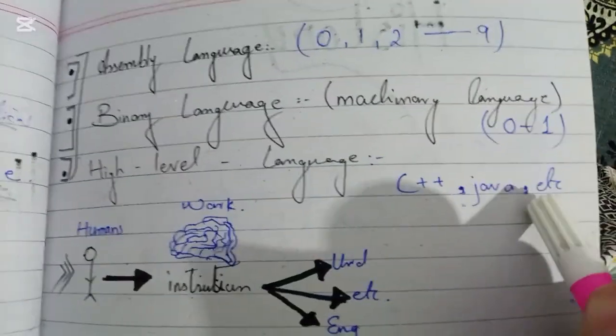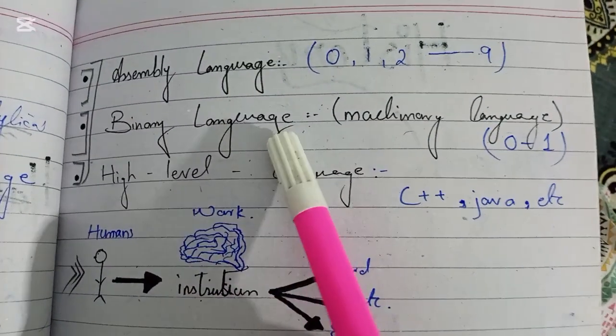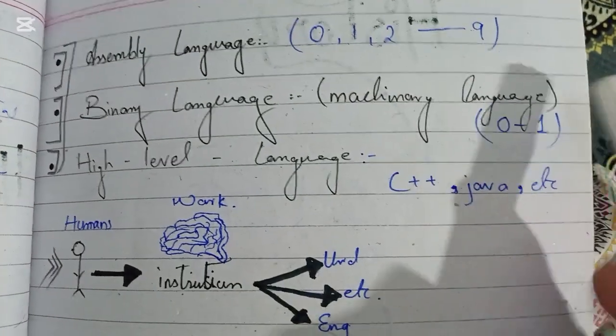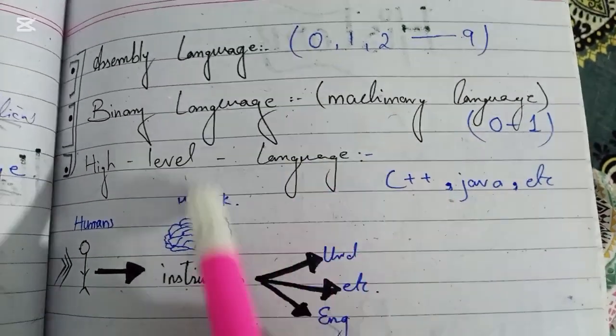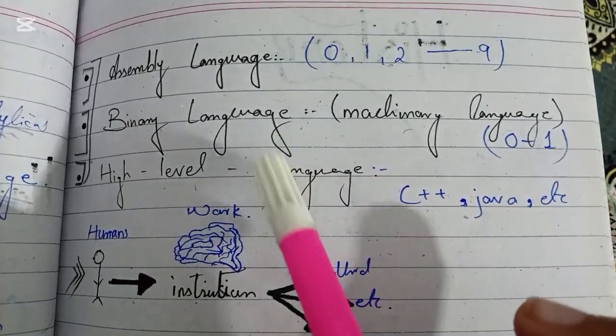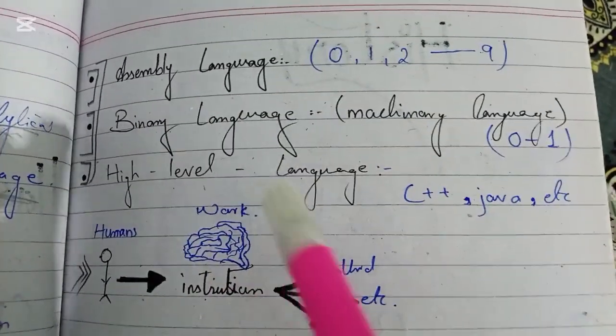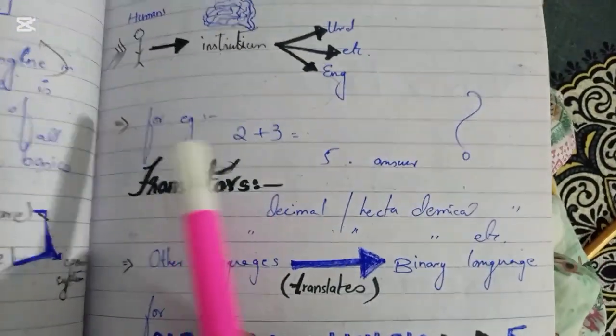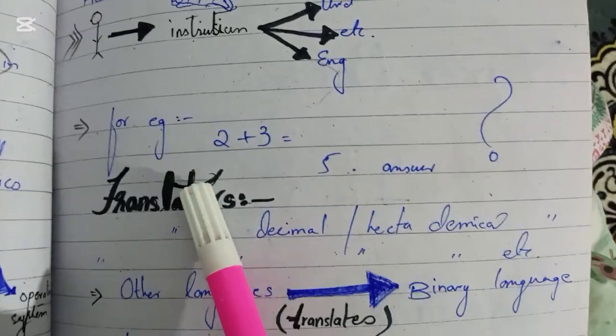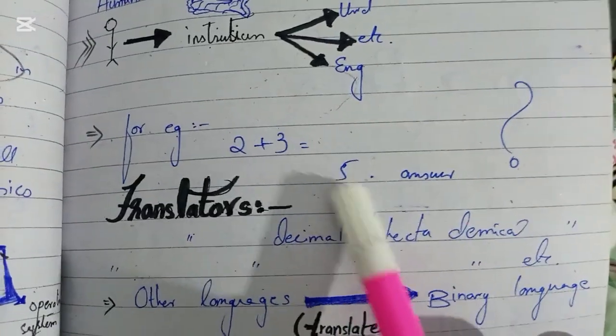Now let's talk about high level language. C++, Java, Python, etc. These are all high level languages. While binary language is numeric and includes two digits, high level languages include C++, Java, Python, which are also understood by the computer.